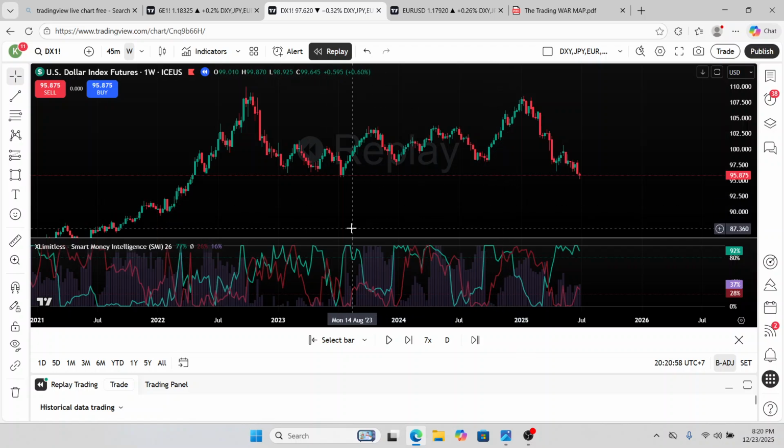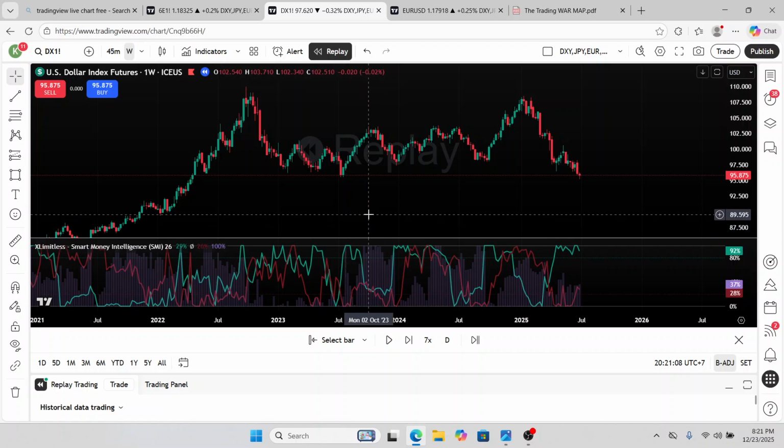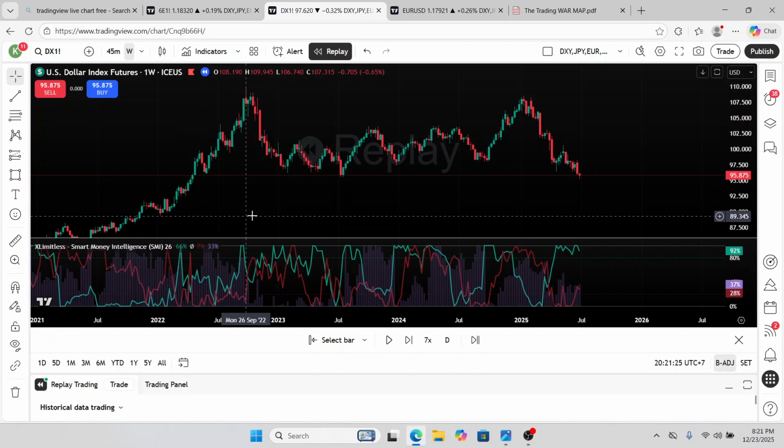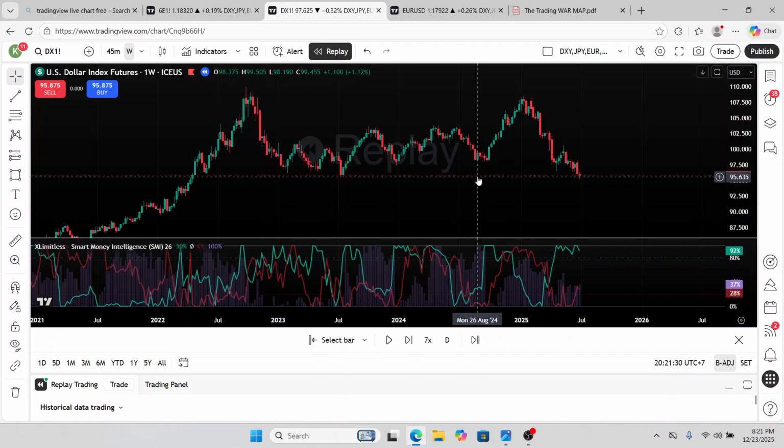But sometimes it doesn't happen that fast. You can see here as well, commercials at bullish and retail at bearish. What happens? Price goes up. And you have here, and no, this time here, sorry. What happens? Price goes up. But it doesn't happen every time, and it's not a timing tool, but it is a very good confirmation.